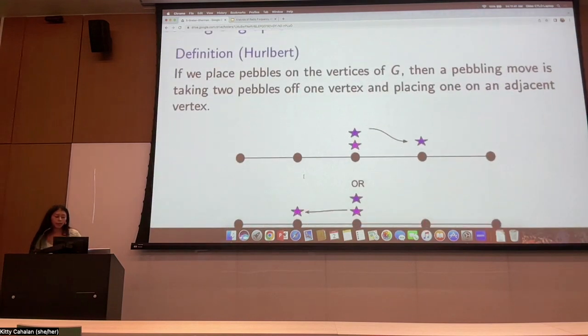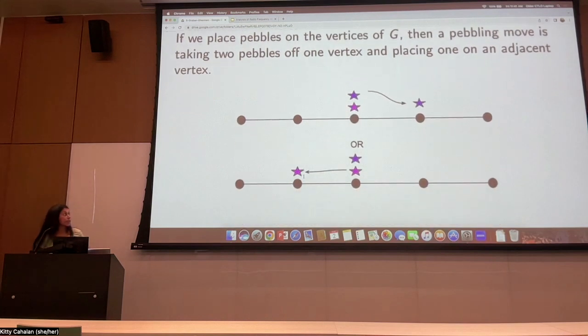So pebbling, as written by Herbert: if we place pebbles on the vertices of G, then a pebbling move is taking 2 pebbles off 1 vertex and placing 1 on an adjacent vertex. In this diagram here, we have 2 pebbles placed on the 3rd vertex. So you can move 1 pebble to the 4th vertex, or move 1 pebble to the 2nd vertex. It's important to note that it's either or. You can't move 1 pebble to the 4th and 1 pebble to the 2nd.